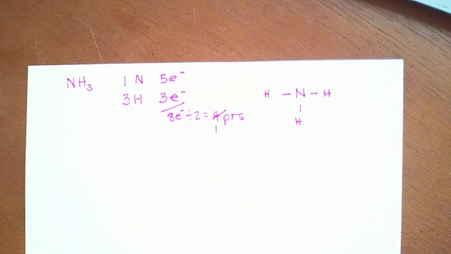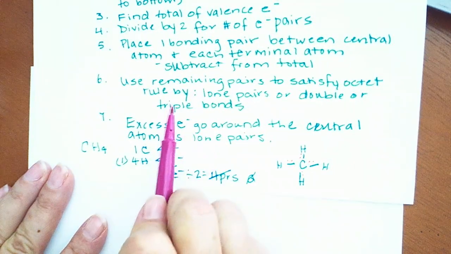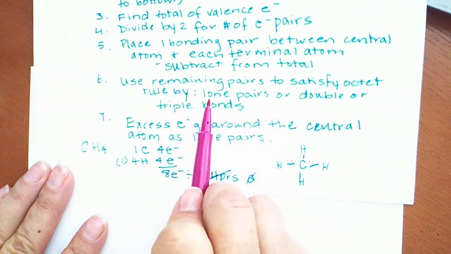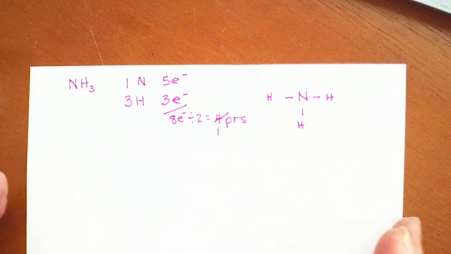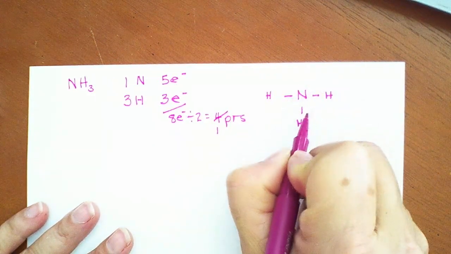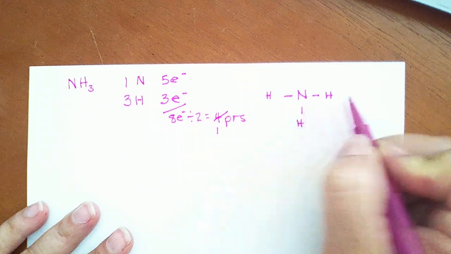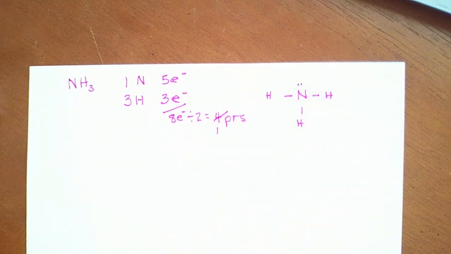Now, according to my instructions, I'm going to use my remaining pairs, number 6, to satisfy the octet rule. I can make lone pairs or double or triple bonds. Hydrogen is completely satisfied, so I don't have to do anything with that. But nitrogen only has access to 6 electrons. It needs 8. So I'm going to use my last pair to put up there, and that gives nitrogen an octet. So everybody has access to the number of electrons they need.